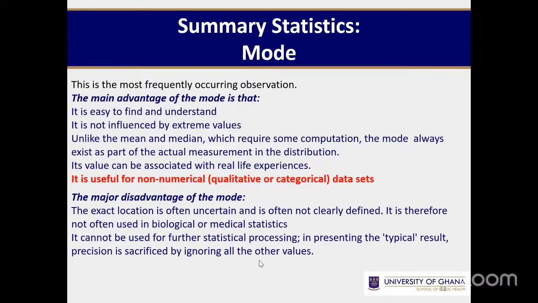So it is useful for qualitative or categorical data. You cannot calculate the mean marital status. You can say the majority of the study participants are married. When you say the majority of the study participants are married, what you are referring to is the mode.